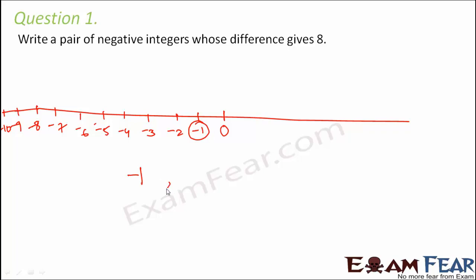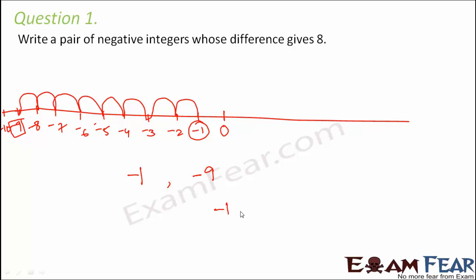Now what should be the other negative integer such that the difference is 8? In order to have 8 difference, you actually need to make 8 jumps from minus 1. That is 1, 2, 3, 4, 5, 6, 7 and 8. Right? So where did you reach? You reach at minus 9. So therefore the other integer would be minus 9.